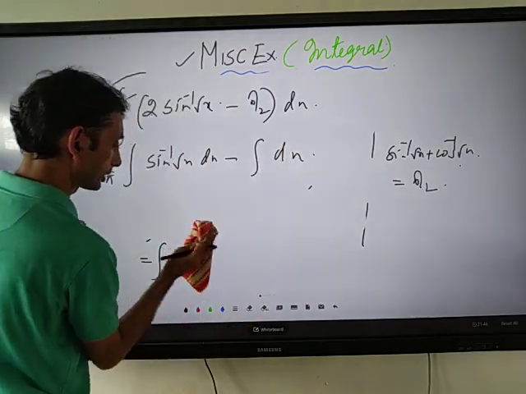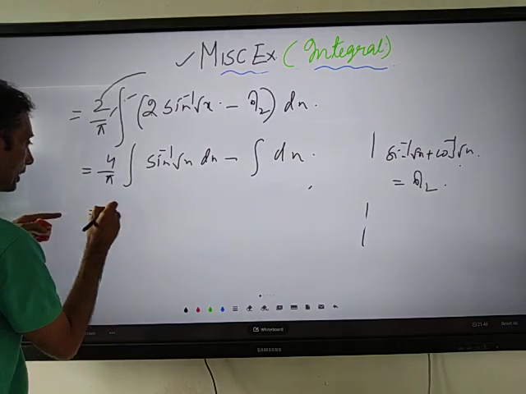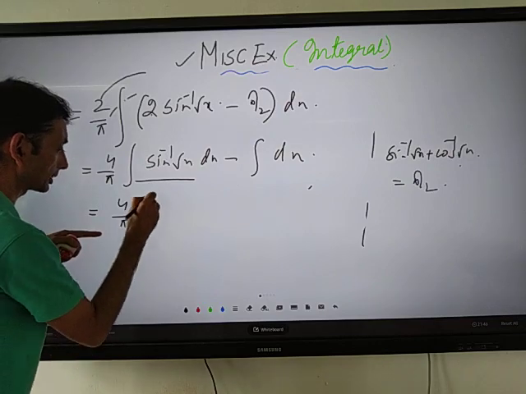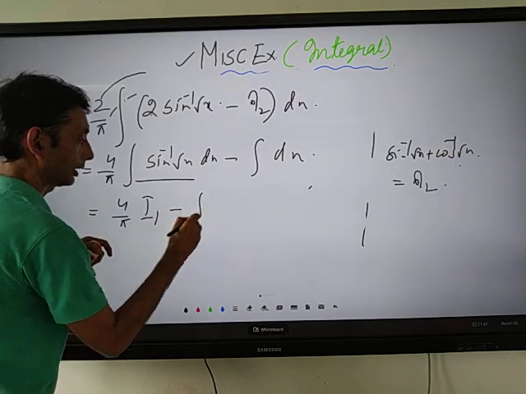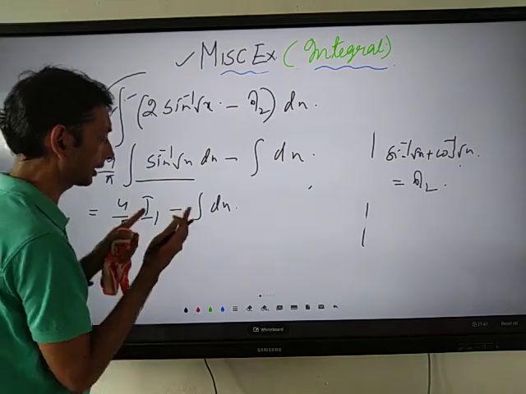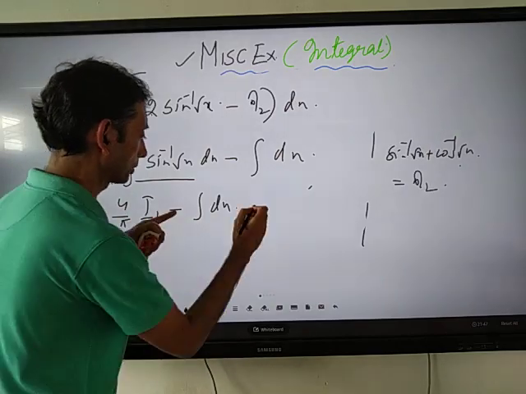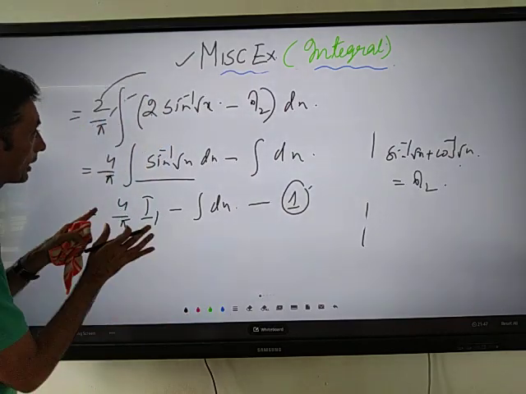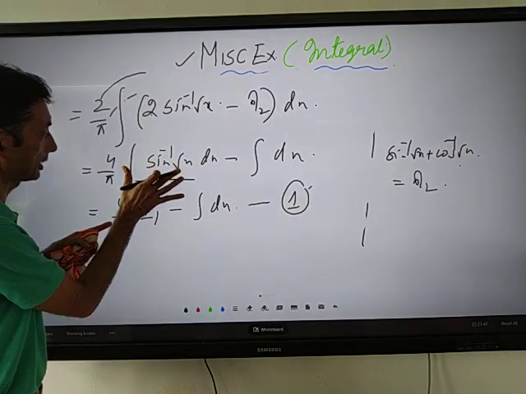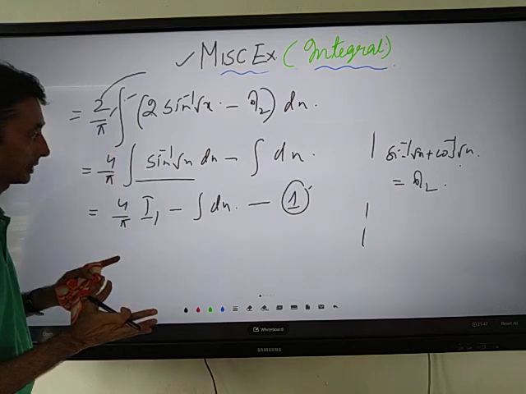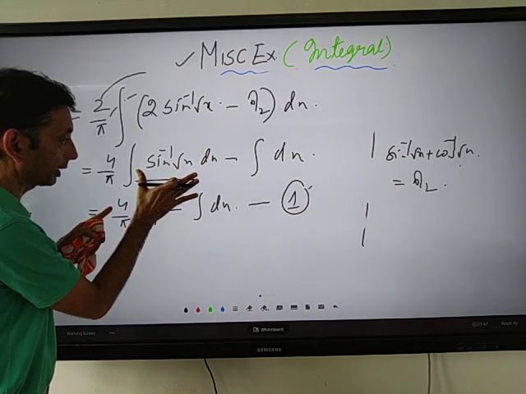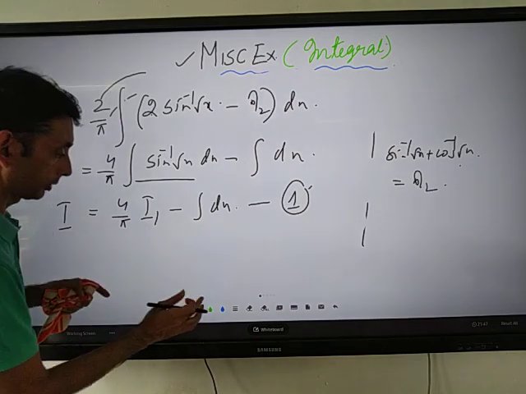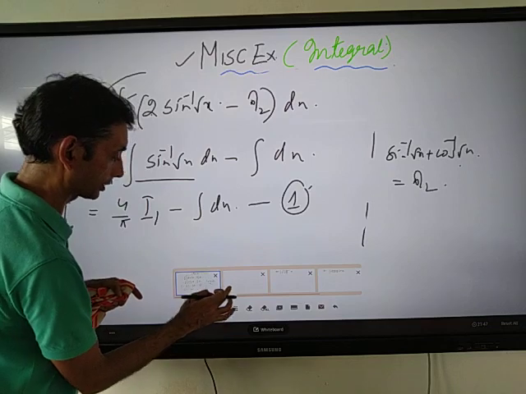Now in this step we can write 4 by pi times the integration of sine inverse root x, which we mark as I1, minus the integration of dx, which is x. We'll mark this as equation 1. The most important step in this question is how to integrate sine inverse root x dx. We'll integrate this one and substitute it in this equation for I. We'll move to the next page for this.